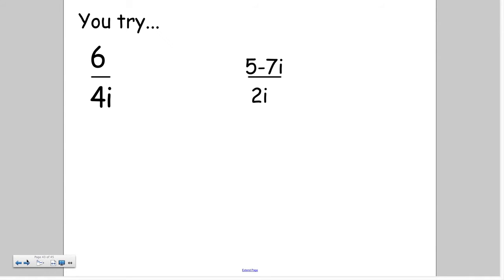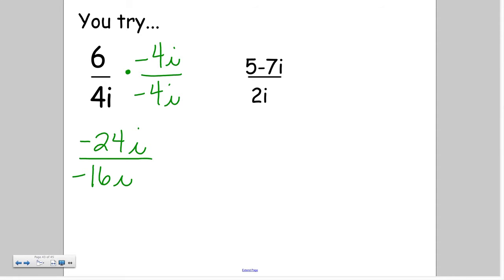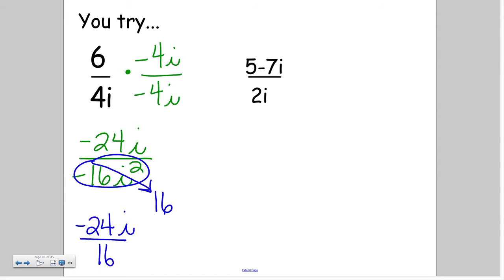Alright, so 6 over 4i. I'm going to multiply by its opposite, so negative 4i. Think of these as a magnet. I've got to get rid of the one in the bottom, so I need its opposite. I need a positive and a negative, my magnets. Let's multiply across. i squared means that's just going to become positive 16. So I've got negative 24i over 16. Simplify fractions. Negative 3i over 2.